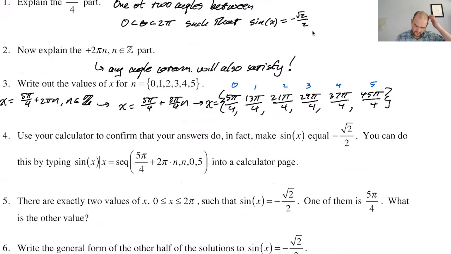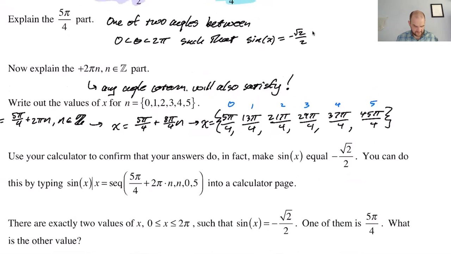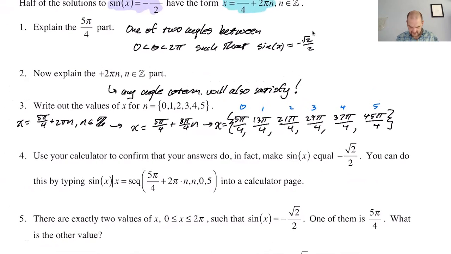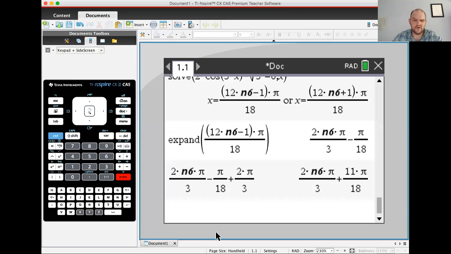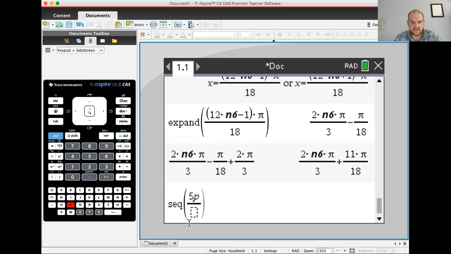So use your calculator to confirm that your answers do in fact make sense. Okay, let's do that in exactly one shot. So let's go over to the calculator and see if we can do it. Let's just look at what it says on the paper. It says to type in sequence, SEQ, 5 pi over 4 plus 2 pi n times n.